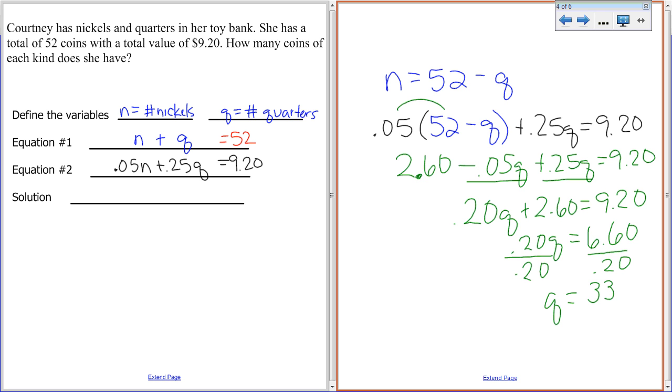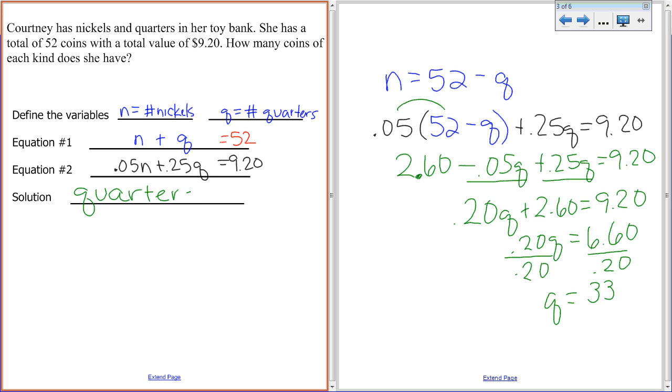So I know I've got 33 quarters. This problem's a little bit different because it doesn't say how many quarters does she have. It says how many coins of each kind does she have. So that means I have to answer how many nickels are there. So how can I figure that out? Subtract from that 52. Guys, a lot of times this first equation here is going to be your real quick one. Take your total and subtract how many you have.